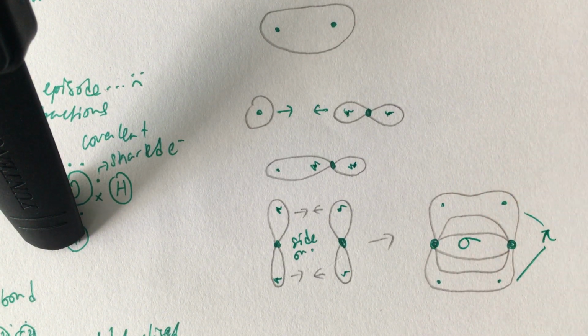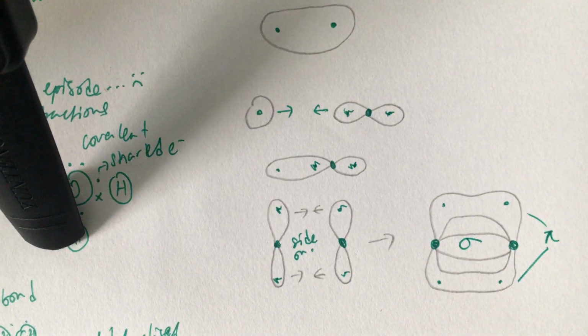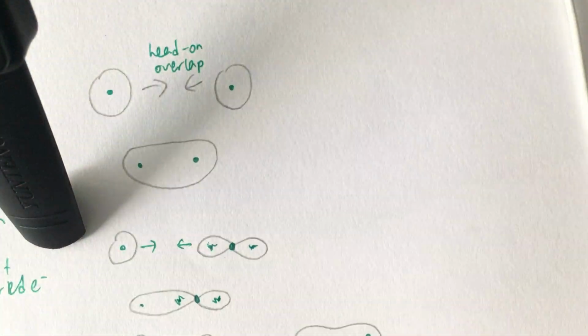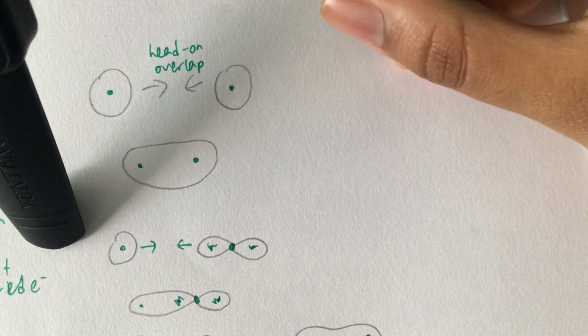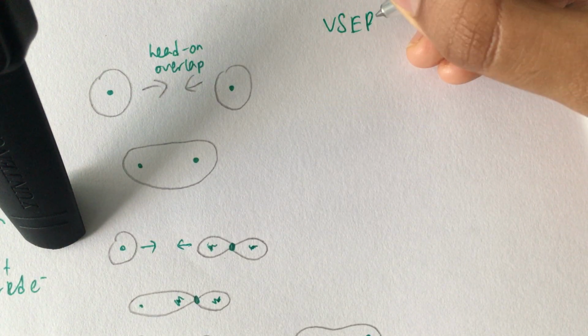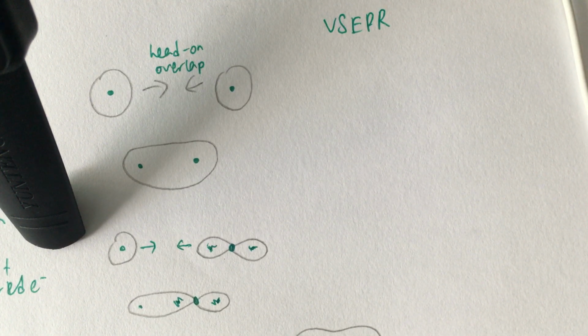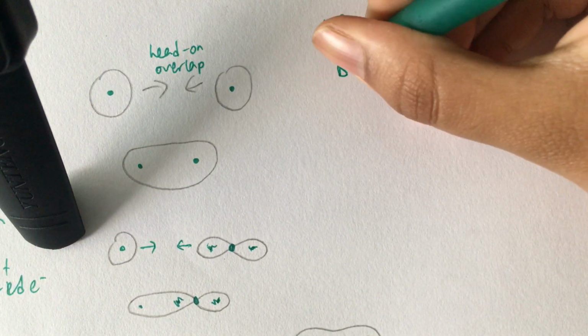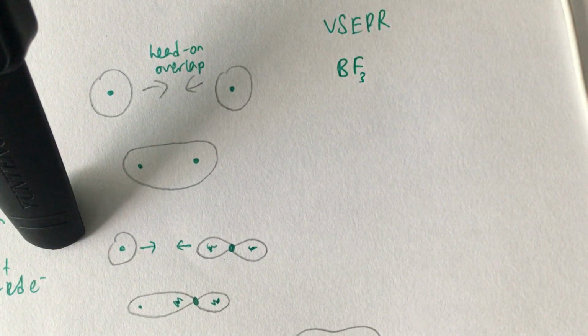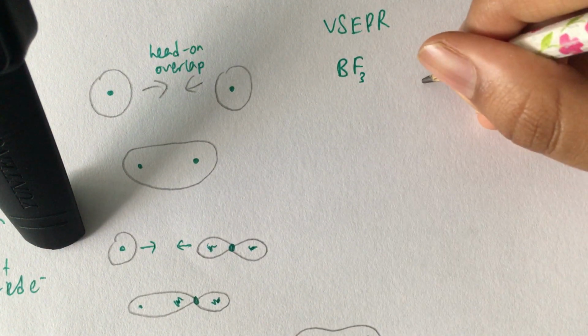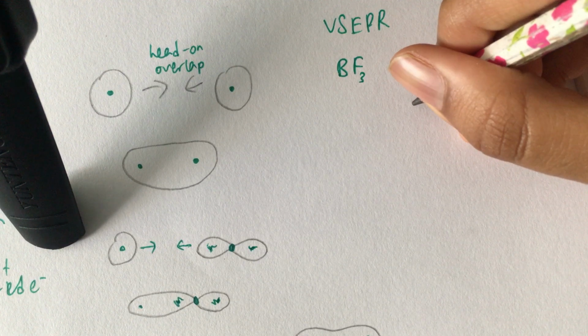There's a whole table where you can see how the number of each of them defines the shape. So I'll just explain some of the shapes of the examples that are actually given in the curriculum, I mean the syllabus guide. The first one is boron trifluoride, which is trigonal planar.